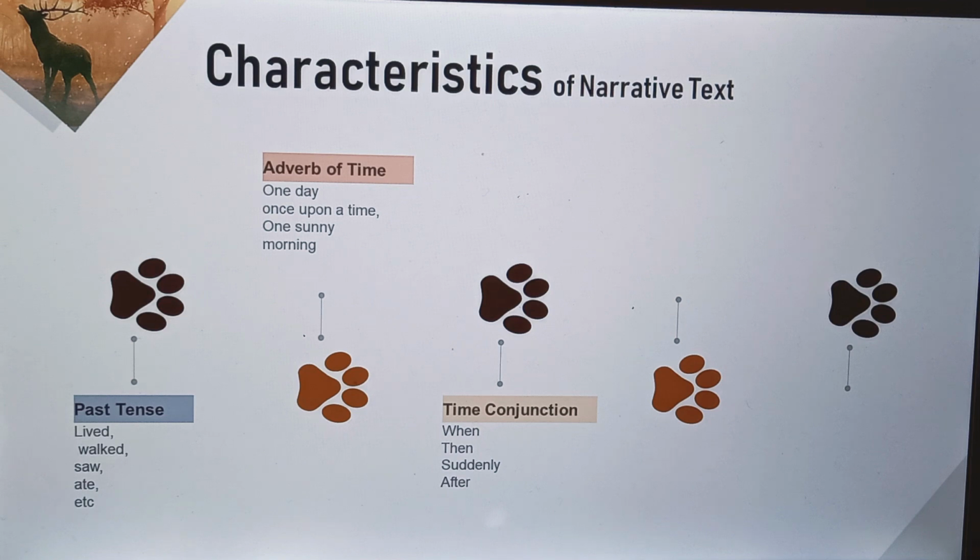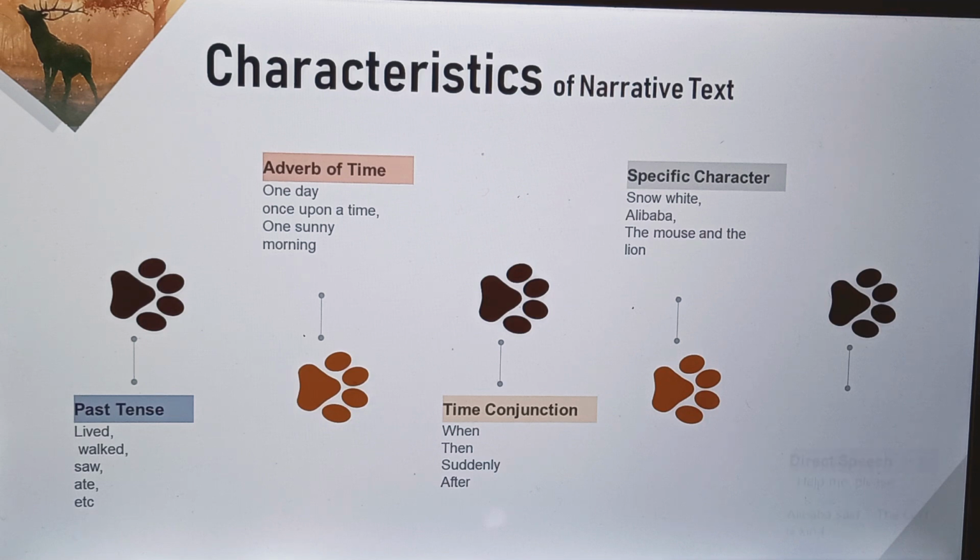Okay, so the next characteristic is using time conjunction, like when, then, suddenly, after, dan lain sebagainya. Then, using specific character like Snow White. Jadi judulnya spesifik ya, seperti Snow White, Alibaba, The Mouse and the Lion. Jadi siapa, ceritanya tentang apa?